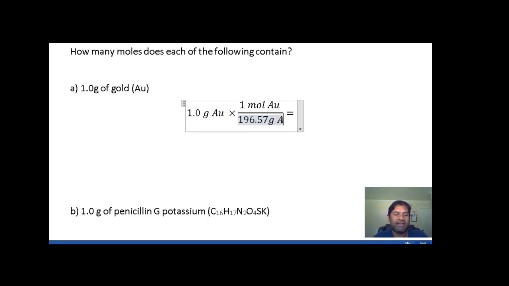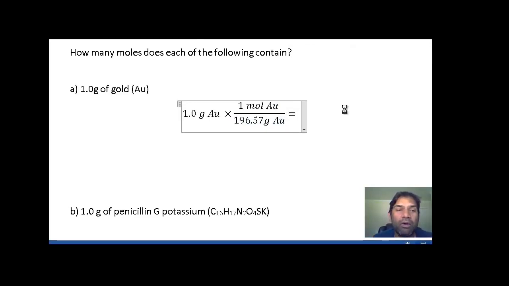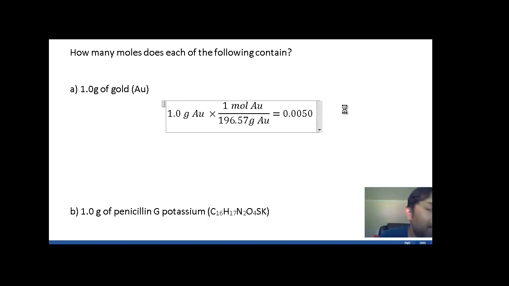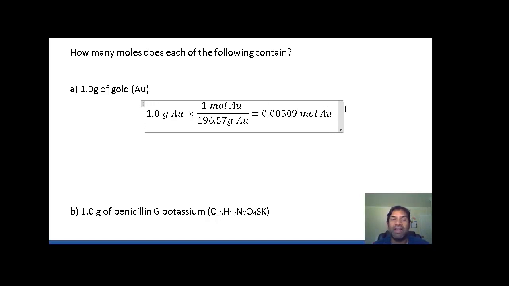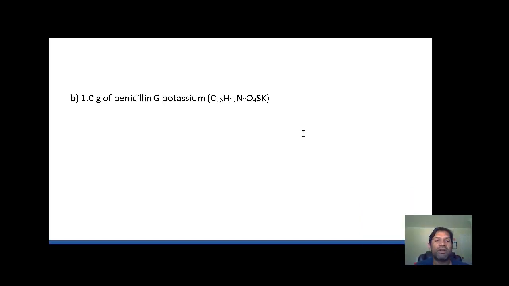Doing that on my calculator, I'm getting an answer of 0.00508 moles of gold in 1 gram of gold. So that's a successful conversion of grams to moles. If I give you 1 gram of gold, it's the same thing as me telling you I have given you 0.00509 moles of gold. How about this one here?